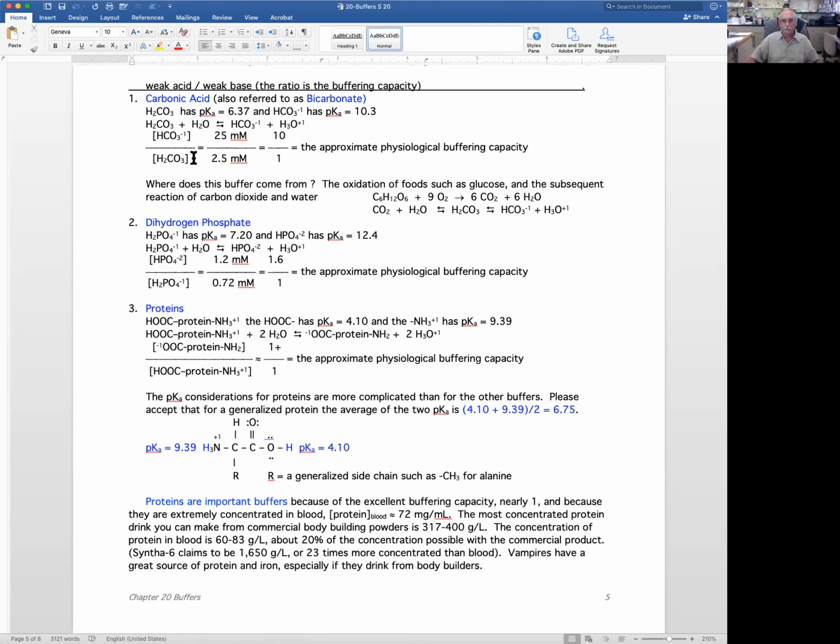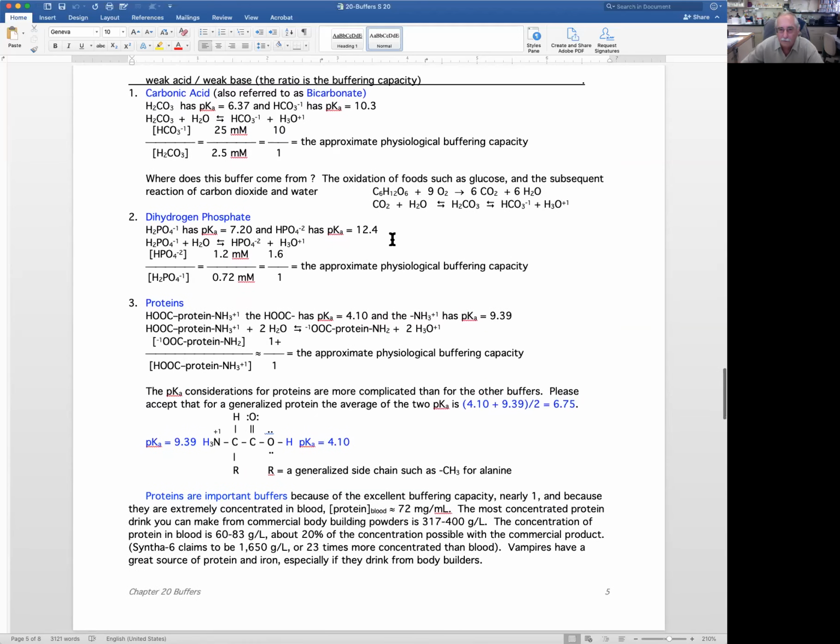So where does this buffer come from? Well, you eat foods. For example, here is glucose. You breathe in oxygen, and you produce CO2 and water. So yes, you exhale this, but you don't directly exhale it. CO2 is created within your body, within your cells. So it can't escape. It's a non-polar molecule forced to dissolve in a polar molecule. So that basically forces a chemical reaction where you form carbonic acid.